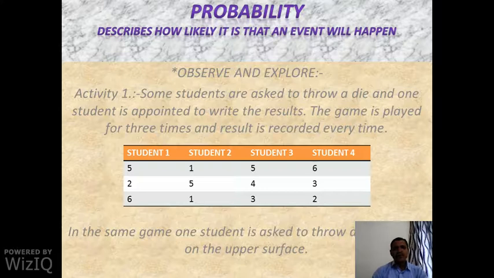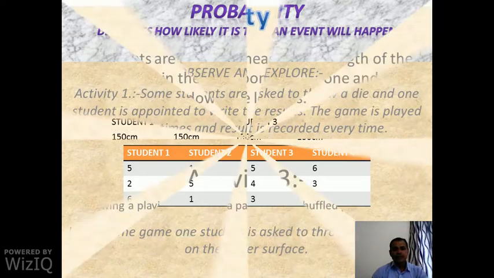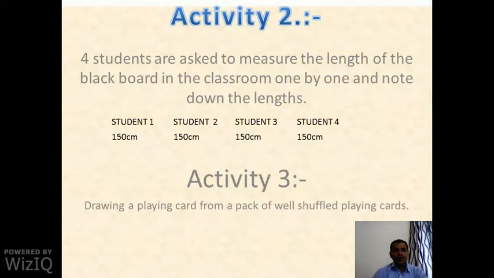In the first activity, the records for the first student are 5, 2, 6. For the second student, the results are 1, 5, 1. Student 3 gets 5, 4 and 3 on the upper surface in the 3 attempts, while student 4 gets 6, 3, 2. Second activity.